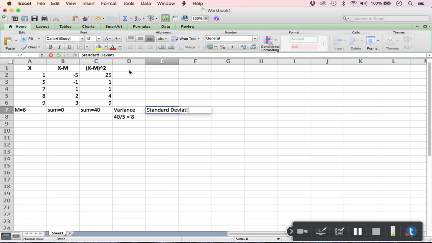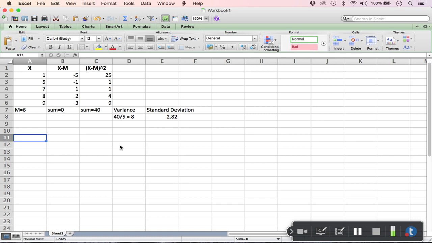So this 8 actually corresponds to the variance. And in order to get the standard deviation from that, all we need to do is unsquare that column, or in this case, take the square root of the variance. So if we take the square root of 8, you might need a calculator for this one, but we end up with a standard deviation of 2.82.